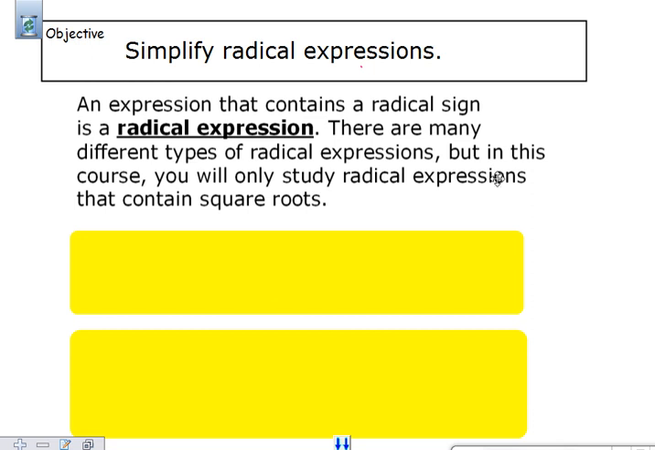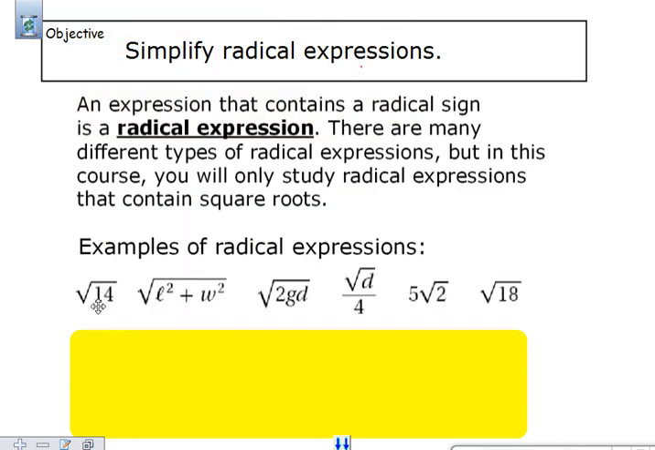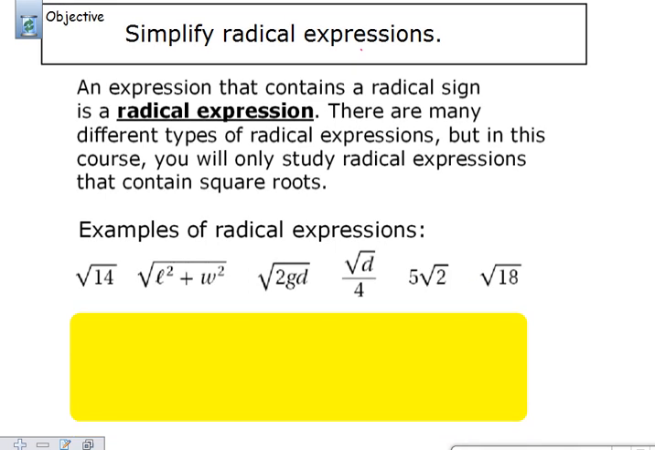Underneath this slide we're going to have some examples of what a radical expression is going to look like. You might have a square root of 14, or a square root of L squared plus W squared, or a square root of 2GD, or a square root of D divided by 4, or 5 times the square root of 2, or the square root of 18. Some of these you'll be able to simplify, some you won't.